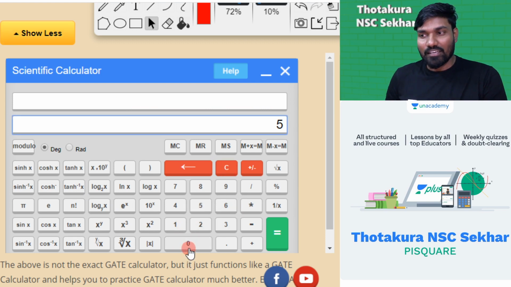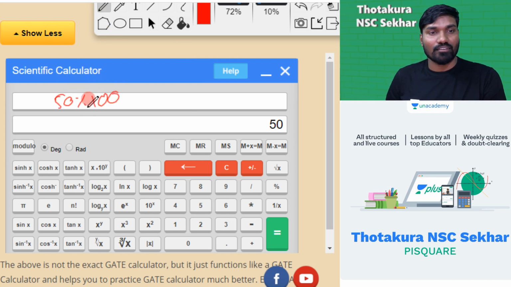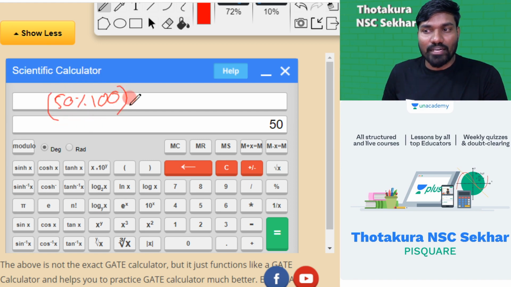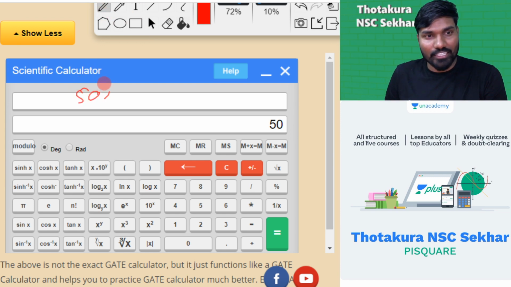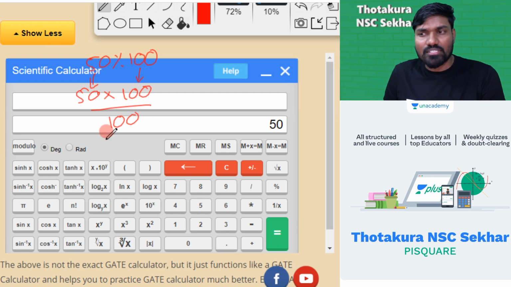Tell me now this expression, 50% of 100 is how much? What is this 50% of 100 you want to find out? What you will do is simply 50 into 100 by 100. You will write like this, 50 into 100 by 100, which means I want 50% of 100. So I take this value and the percent divided by 100.